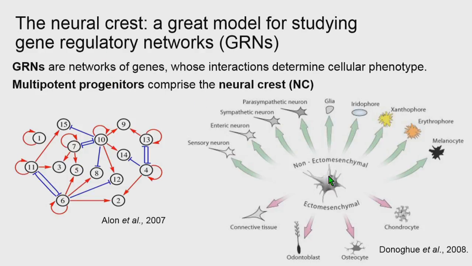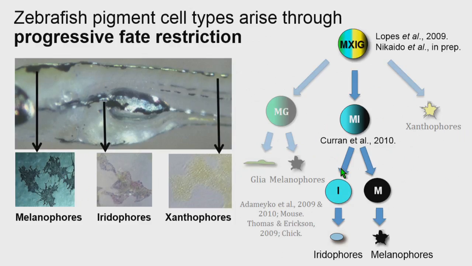So multipotent progenitors comprise the neural crest and are capable of giving rise to a very wide, astonishing array of derivatives, including peripheral nervous system components, bone and cartilage derivatives, and importantly for us, the chromatophore lineages of all vertebrates. So in zebrafish, we find three different types of pigment cell types, so the chromatophore lineages. We find black melanophores, light-reflecting iridophores, and the yellow xanthophores. And the reason that they are such great models for studying stem cell dynamics and gene regulatory networks is because they're very highly tractable, they're accessible, and easy to genetically manipulate. Moreover, they're deriving from a common progenitor.